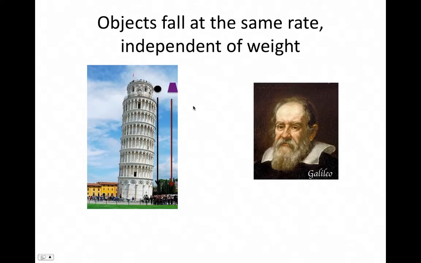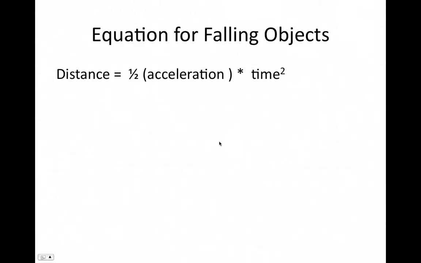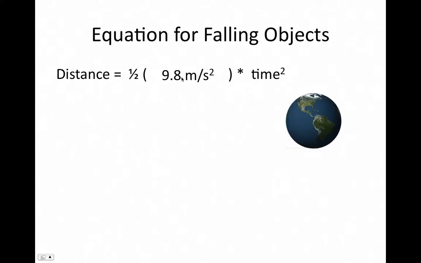It turns out that objects fall at the same rate independent of weight. That is, if you were to go to the top of a building and drop a penny versus a 10-pound weight, they should fall at the same rate. And this was shown by Galileo. And this is the equation for falling objects that he deduced. Distance equals 1/2 times acceleration times time squared. And if you're on Earth, acceleration is gravity pulling things down, and that's 9.8 meters per second squared. So we're going to just put 1 second in for time, and this tells you that objects should fall 4.9 meters in 1 second.